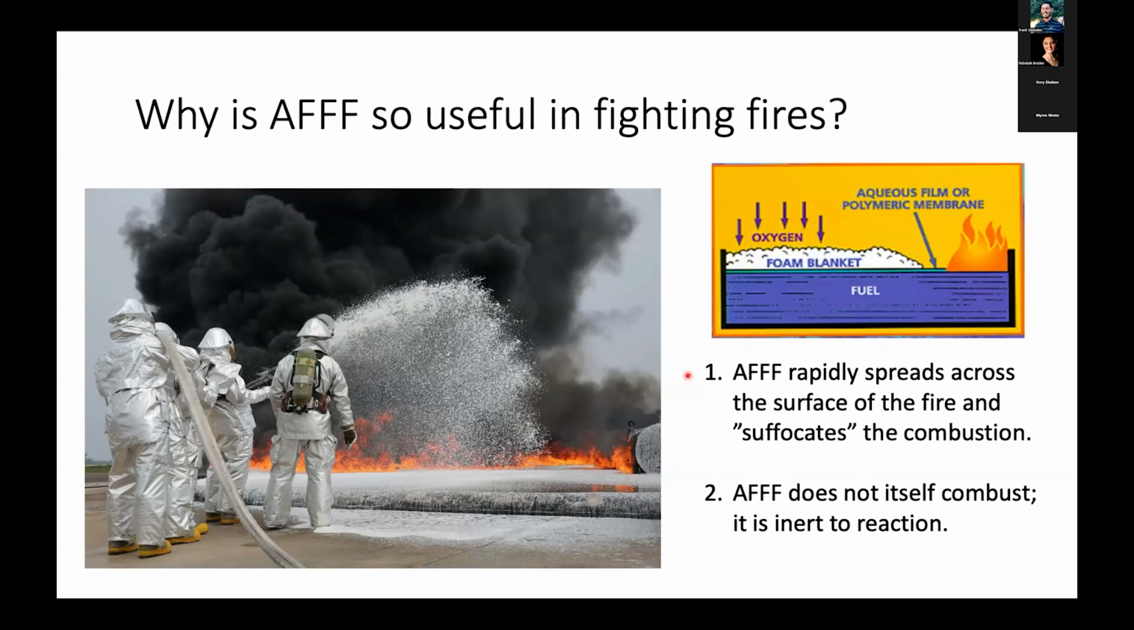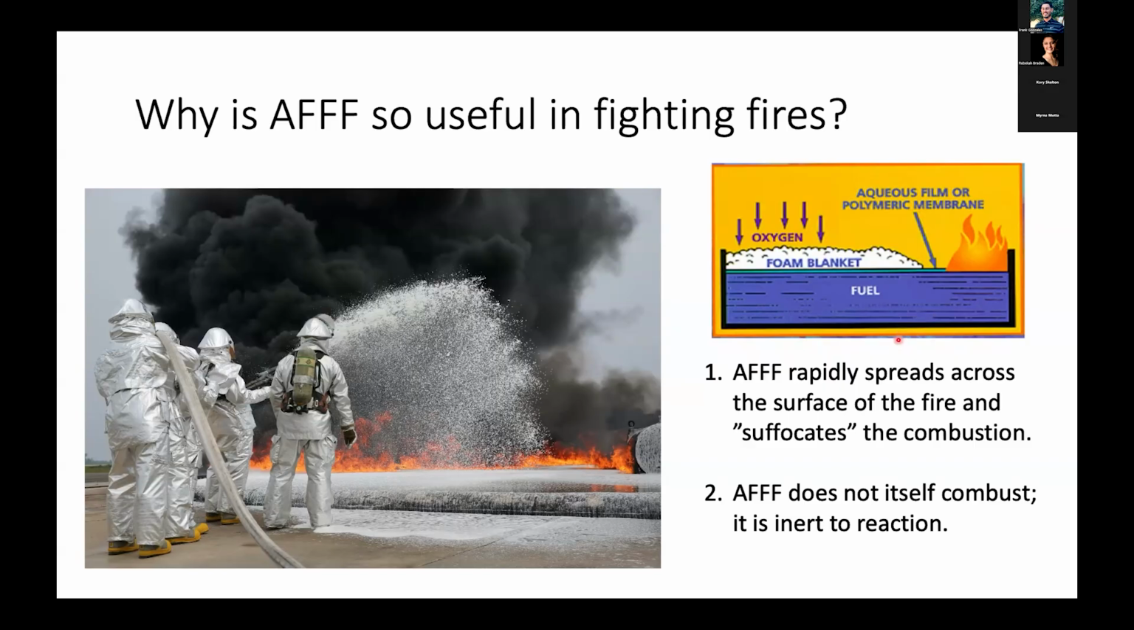And what it does is this. First of all, it spreads rapidly across the surface of a fire. Now, there's a fuel like jet fuel down here, and the jet fuel catches on fire. And so they come out there and they spray the foam, and because the molecule is a surfactant, it forms a foam, and then it basically slides along, forming a blanket that goes across the fire, and it eventually covers the whole fire and suffocates it. Now, to have a fire, you need a fuel, you need oxygen, and you need heat. Well, if you can suffocate the fire, that is, you can eliminate contact with the atmosphere, with oxygen, then of course you can stop the fire.